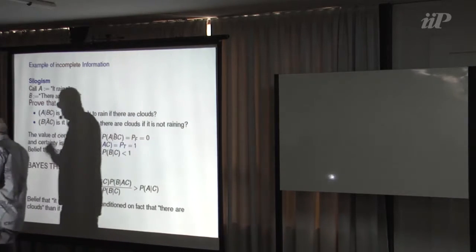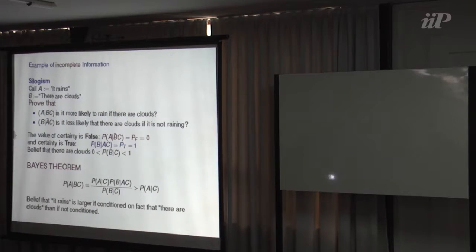Now, at this point, I'm going to go back to the problem that I described for the rain case. A is it rains. B, there are clouds. And the question was whether it's more likely to rain if there are clouds. What is my belief in it's going to rain, or it rains, given that there are clouds? Or what is my belief in there are clouds, given that there is no rain?